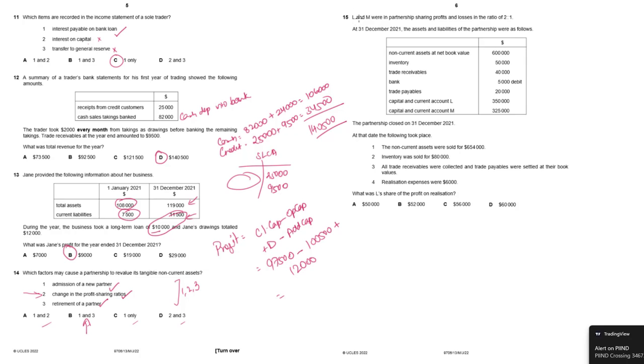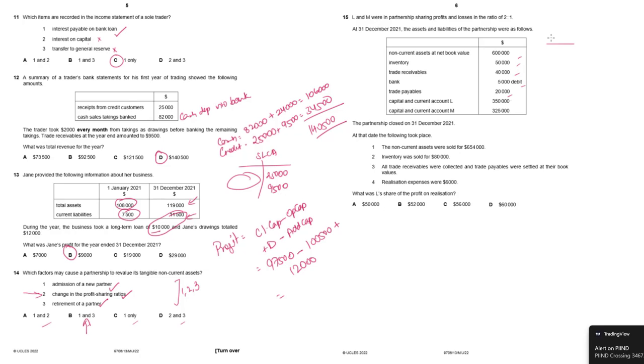15. L and M were in partnership sharing profits and losses in the ratio 2:1. At 31st December 2021, the assets and liabilities of the partnership were as follows. Non-current assets at book value, inventory, receivables, bank. So these are all assets. Then trade payables is a liability. Capital and current accounts are given. The partnership closed the business on 31st December 2021, and at the date the following took place. Okay. What was L's share of profit on realization?